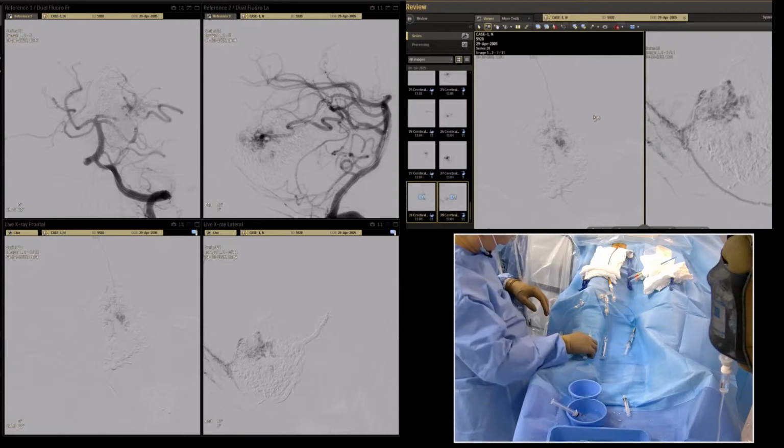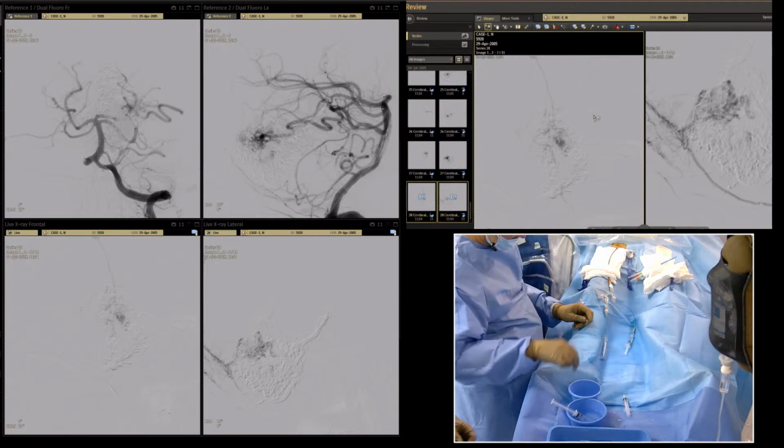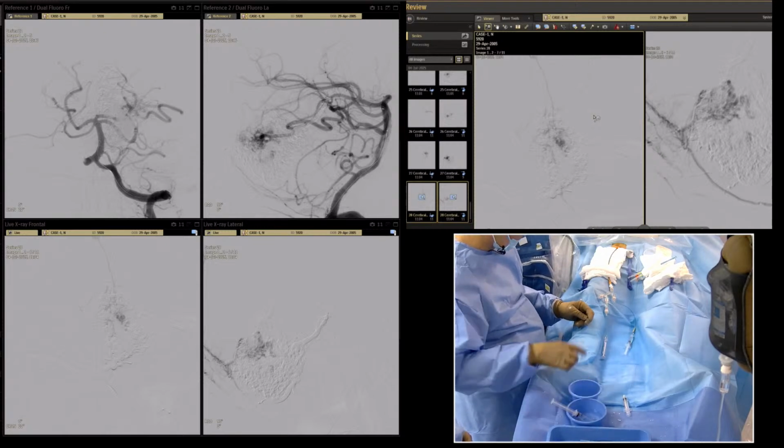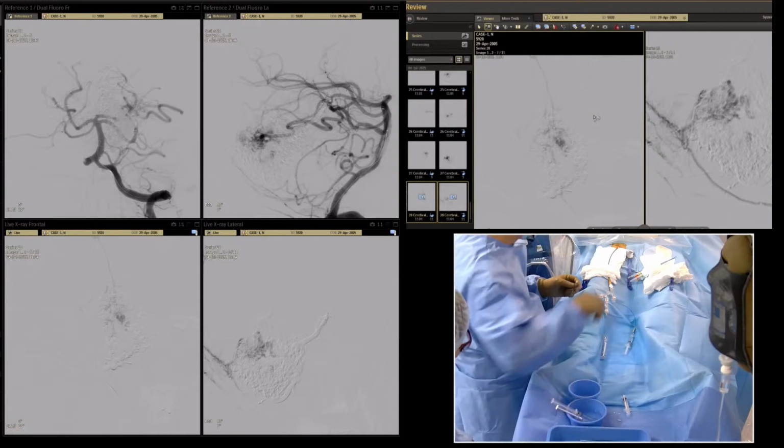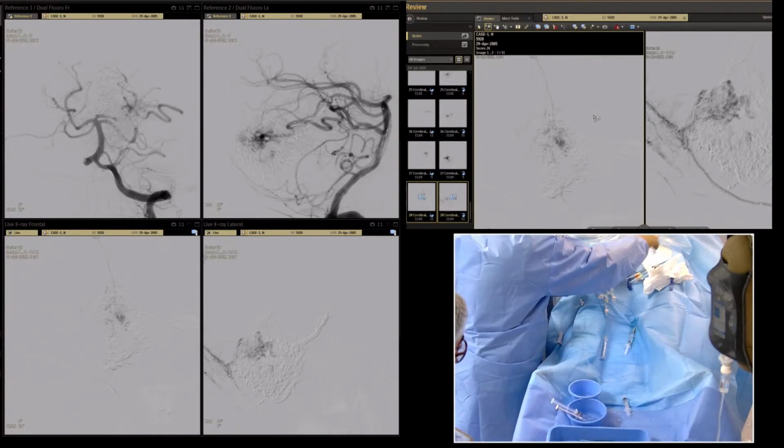Okay, let's start with the dural part, and then we can go to the pial part. Okay. Sonic, Squid unicolor.